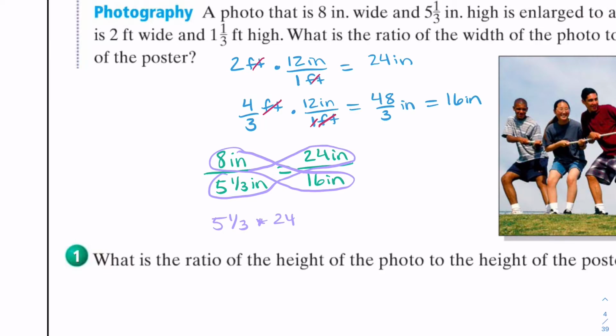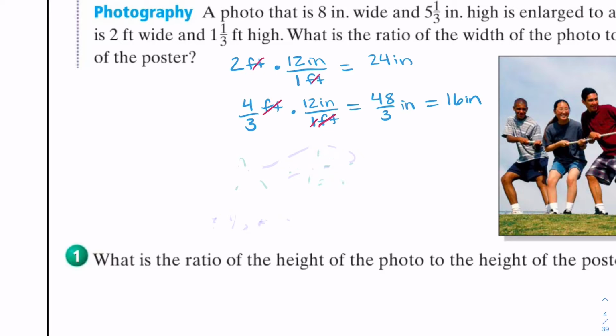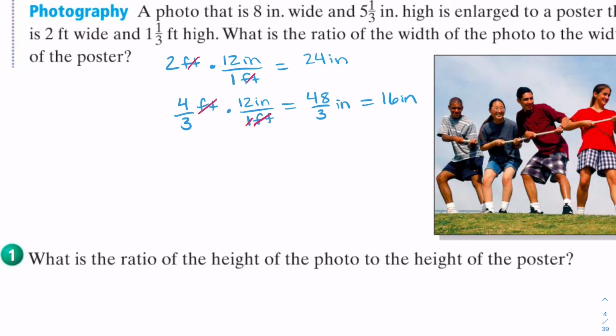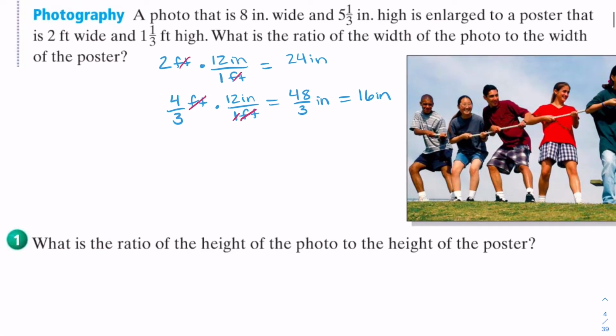Wait a minute. You know what? I'm sorry. I don't need to do this. What I do need to do is just compare. My apologies. I'm just comparing. It doesn't ask if they are proportional. What I was doing was proving that they were proportional. What it says is, what is the ratio of the width of the photo to the width of the poster? So let's take our widths, which is 2 feet, which is 24, and then 8. So I did a little bit more work than I needed to.